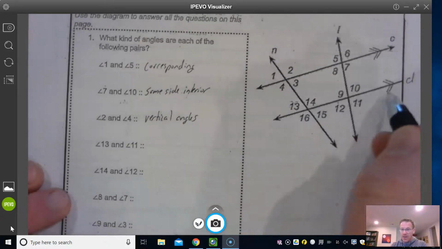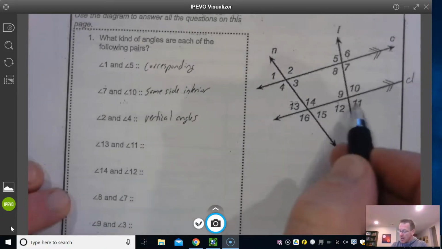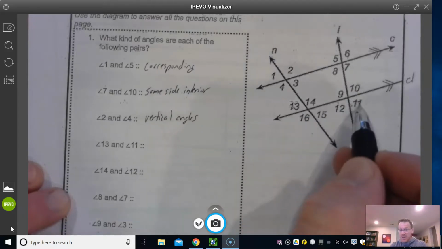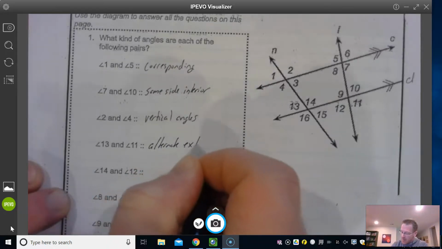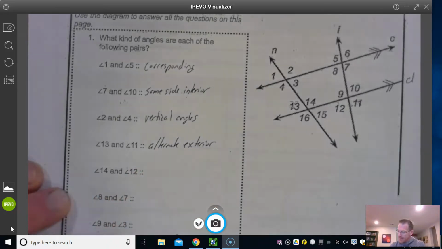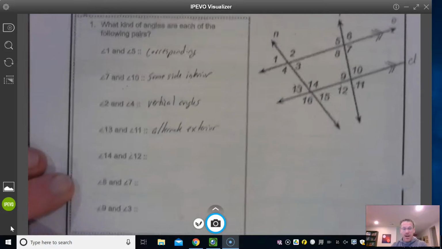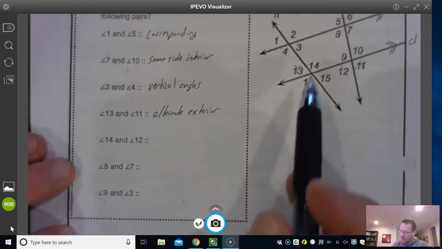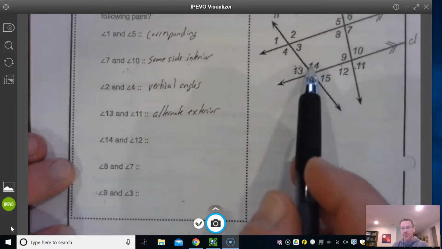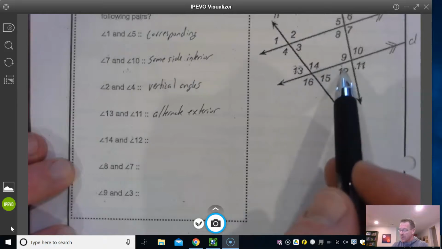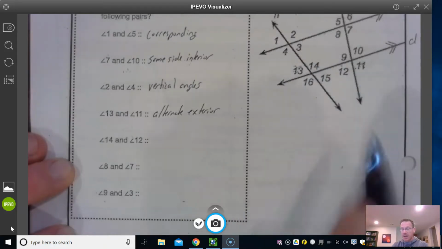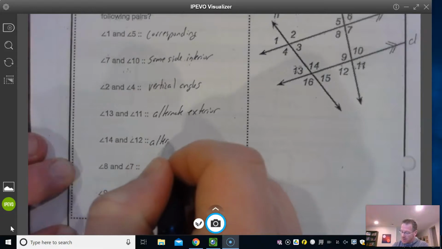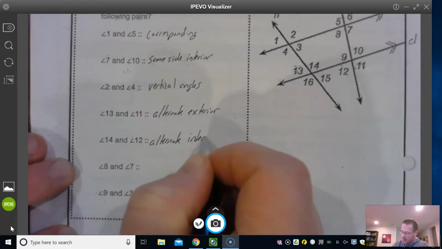When I look here, I can see that 13 and 11 are on the outside of the two lines we intersect, and they're on opposite sides of our transversal. So these would be alternate exterior angles. Now, when I look at 14 and 12, we're still on the same transversal. The difference is now 14 and 12 are inside of the two lines we intersect, and they're on opposite sides of our transversal. So these would be alternate interior angles.